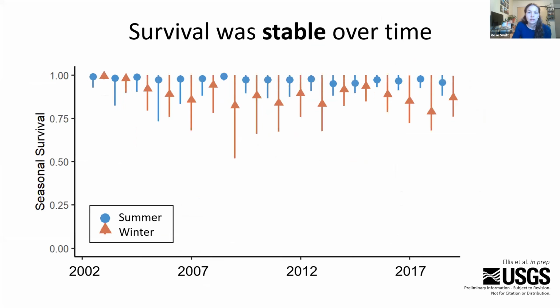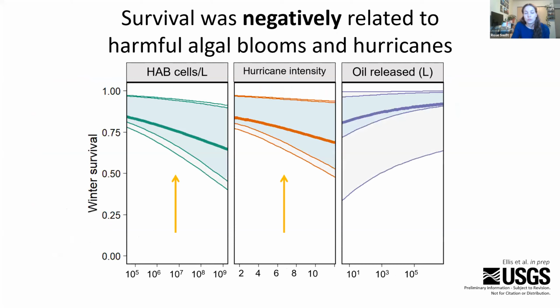But happily, for a listed species, we found that survival was relatively stable over time, and this was particularly true for those breeding season estimates. There was much more variability in the non-breeding or winter season estimates, and so we wanted to understand what might be driving that. We looked at harmful algal blooms, hurricanes, and oil spills, and found that winter season survival was negatively related to both harmful algal blooms and hurricanes, but not oil spills.